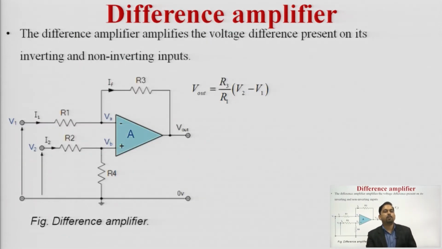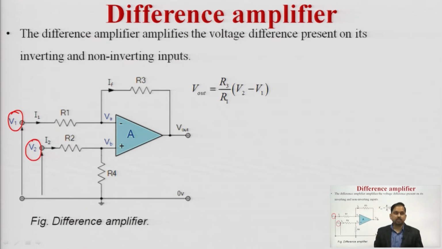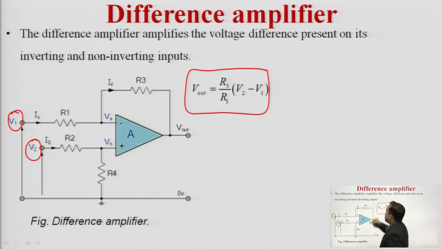Now we have the difference amplifier. As the name suggests, the output will be something in terms of the difference of the input voltages. So if we are applying V1 and V2 as the voltages at the inverting and non-inverting terminals, then we will have a relationship something like this. And this circuit, the difference amplifier, is quite important. So how can we find out this result?